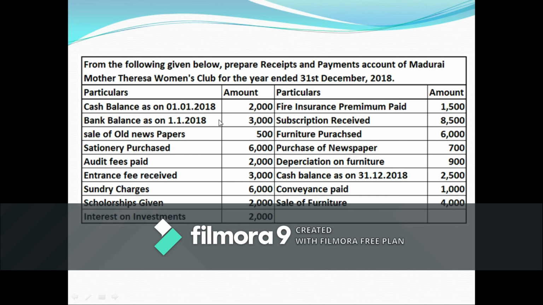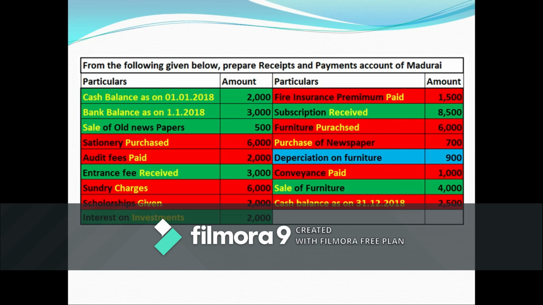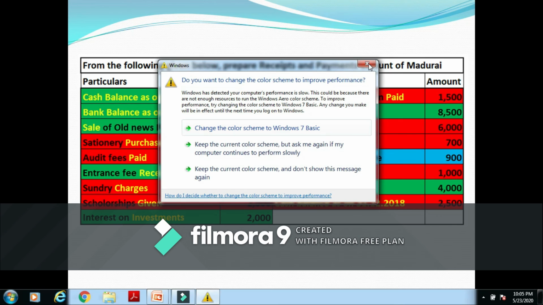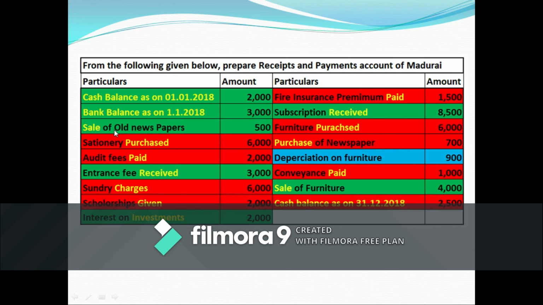Here they are given the sum of the transaction. So based on the transaction, it will be classified to receipt side or payment side. Listen here, always the opening cash balance and the opening bank balance should be mentioned in the receipt side. That's why highlighted in green. Sale of old newspaper. Here they are given the word sale. Cash comes in. That's why green.